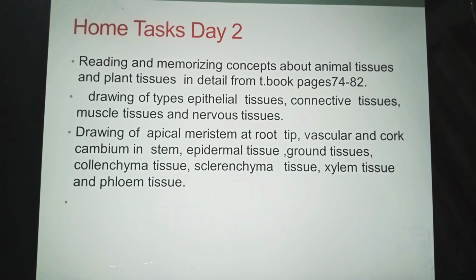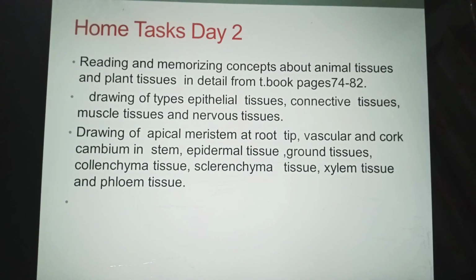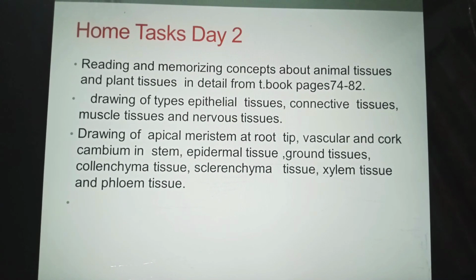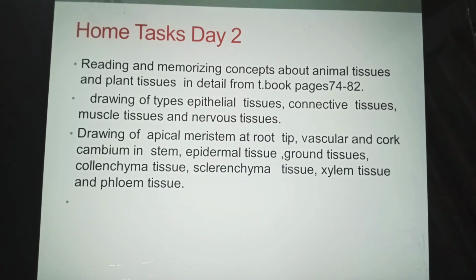Now it's time to discuss the home task for day 2. You have to read and memorize the concepts about animal tissues and plant tissues in detail from textbook pages 74 to 82.